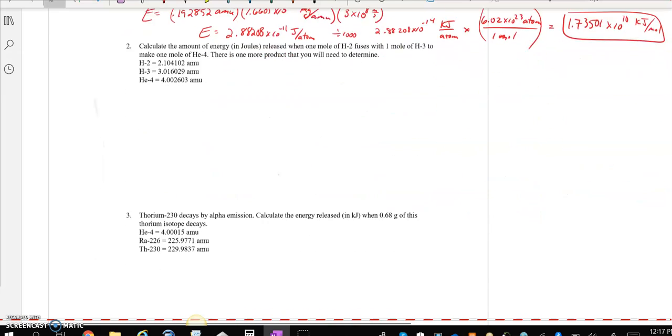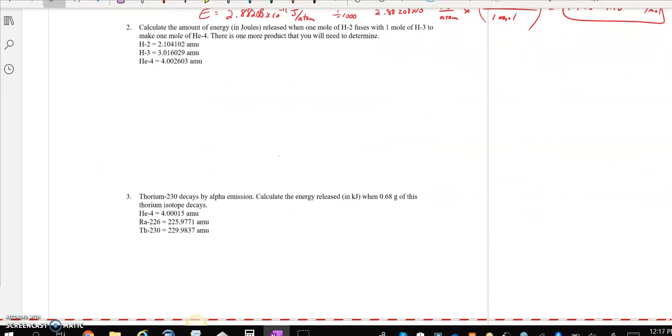Next problem. We're looking at calculating the amount of energy in joules released when 1 mole of H2 fuses with 1 mole of H3 to make 1 mole of helium-4. And there's one more product we need to figure out. So starting with the reaction, we've got hydrogen-2, also known as deuterium, fusing with, so coming together with, an atom of tritium, H3. We know it's going to make helium-4. We have one more product that we need to come up with.